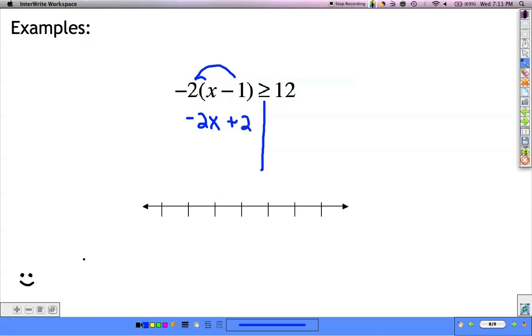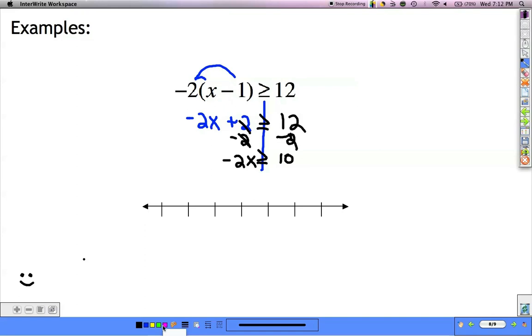I'm still seeing a lot of mistakes with that across the board. It's still greater than or equal to 12. Now we have a pretty simple inequality to solve. We're going to subtract 2 on both sides. And what we have is negative 2x is greater than or equal to 10.